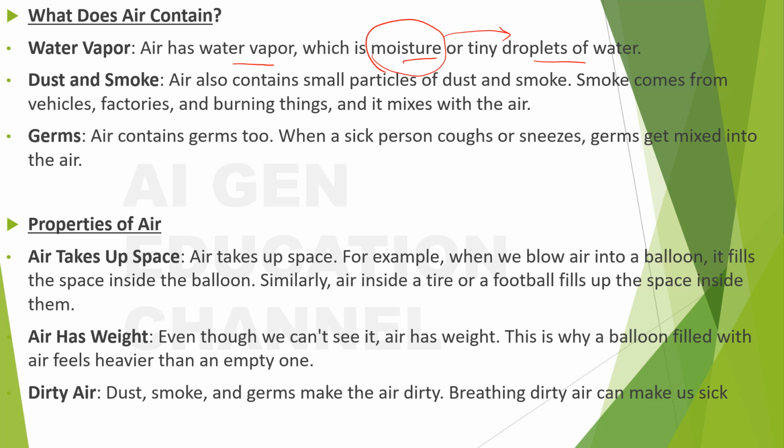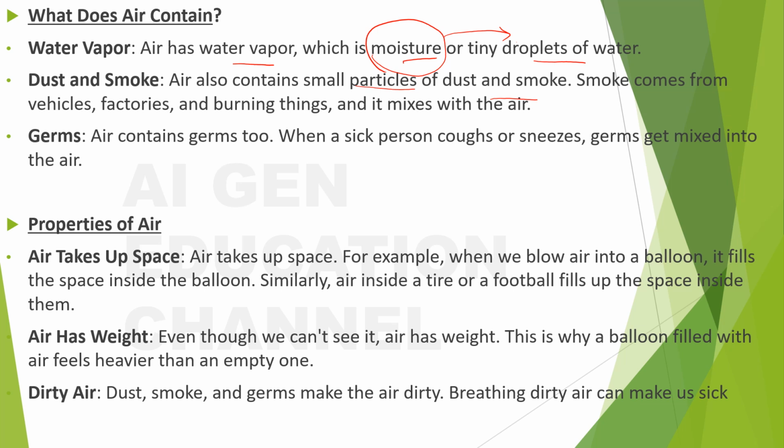Okay, so all that will tone down to tiny droplets of water. Okay, next is dust and smoke. Air also contains small particles of dust and smoke. Smoke comes from vehicles, factories and burning things, and it mixes with the air. So you also have dust and smoke in the air.